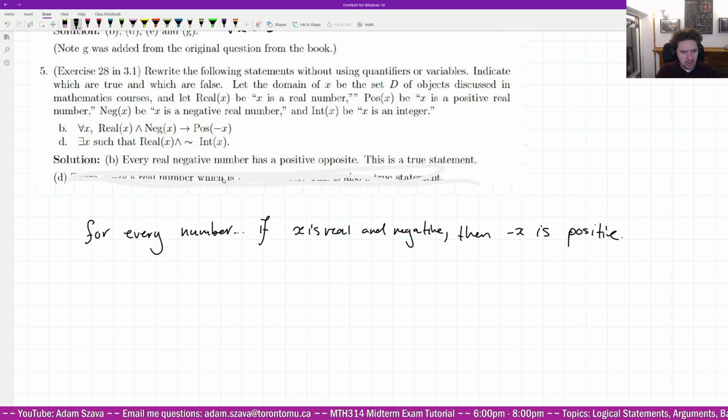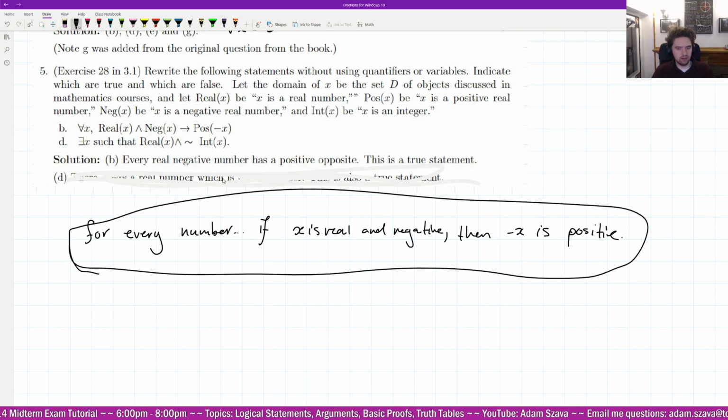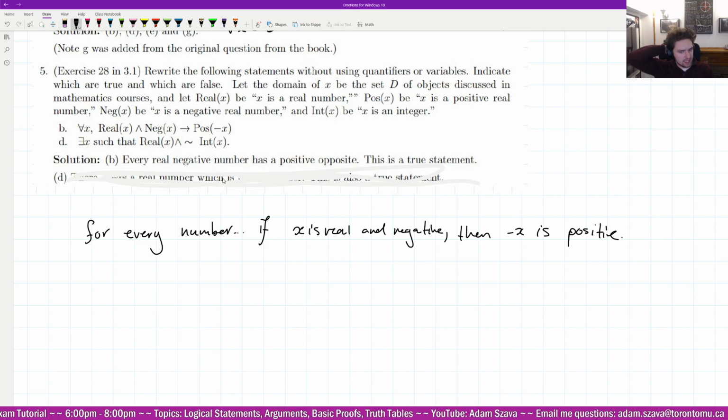But there's no symbols here. Every real negative number has a positive. Yeah, okay, I guess so. Sure. So you can even remove more variables there. So this is one step down. This is English now, right? But this is saying, for every number, if that number is real and negative.